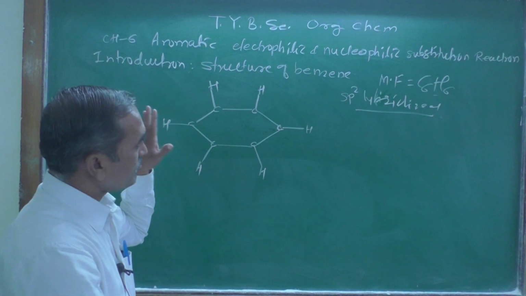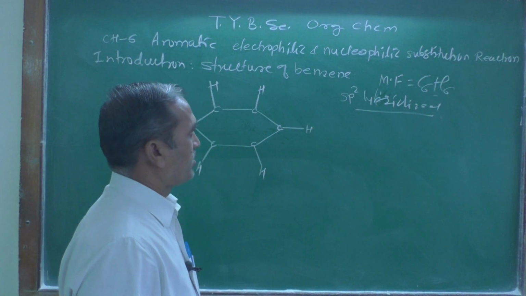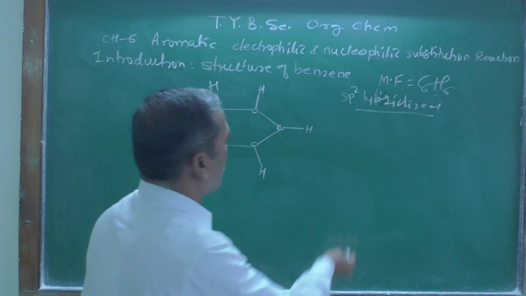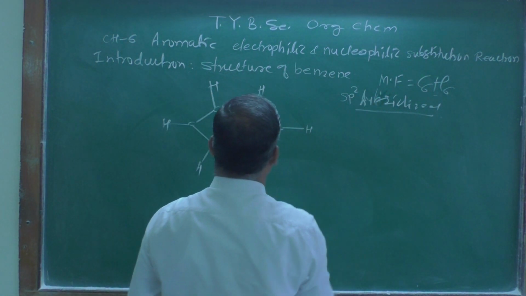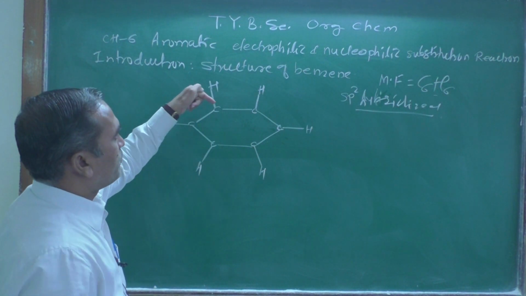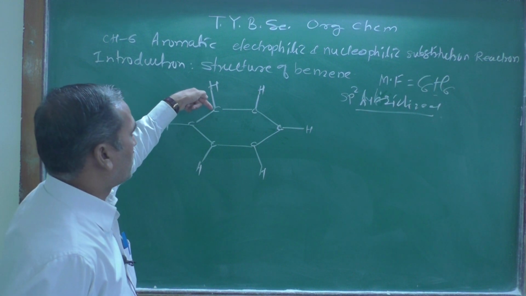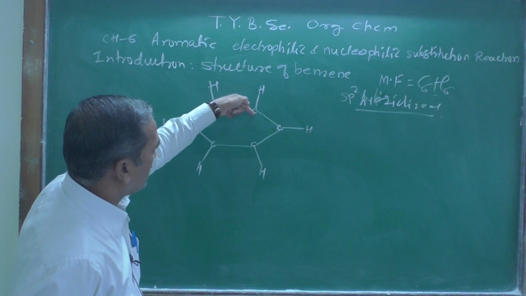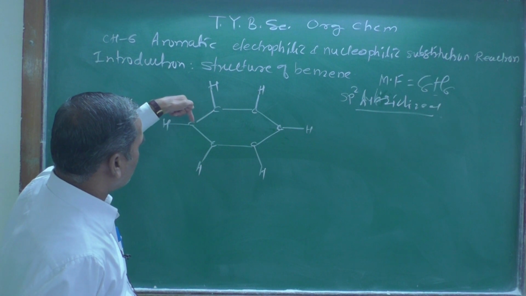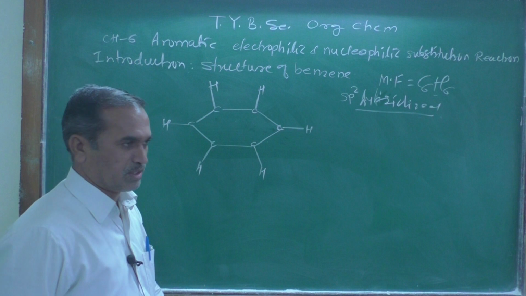Now these are sp2 hybridized. What does sp2 hybridized mean? It means each carbon atom forms three sigma bonds. Suppose this is a carbon atom: one sigma bond with another carbon atom, another sigma bond with another carbon atom, and one sigma bond with a hydrogen atom.